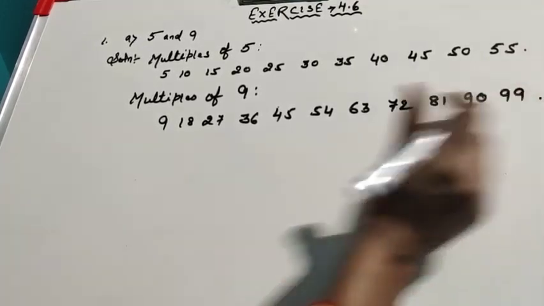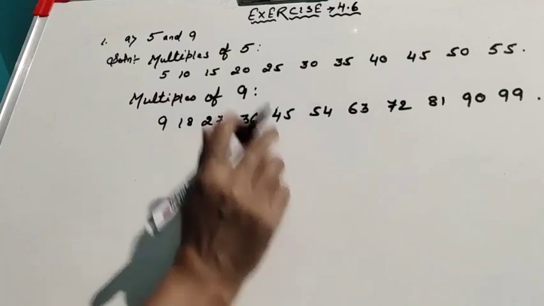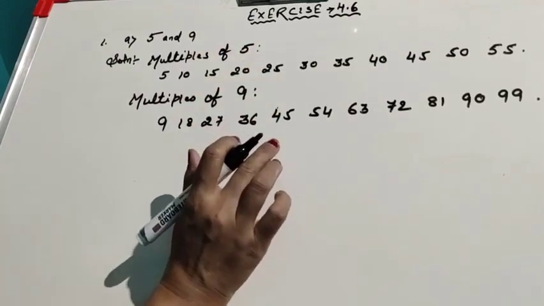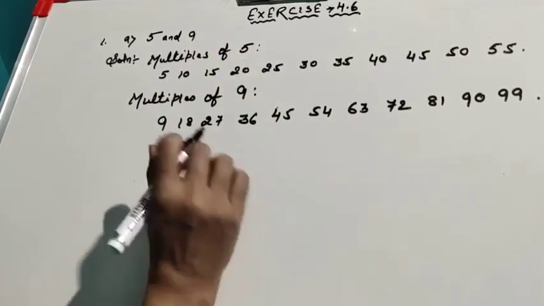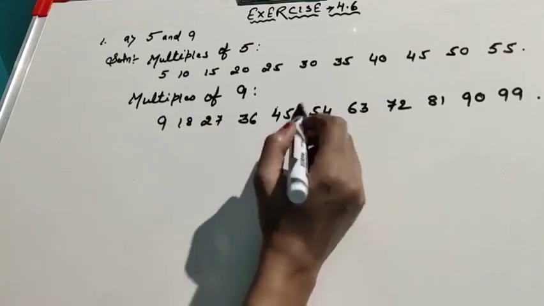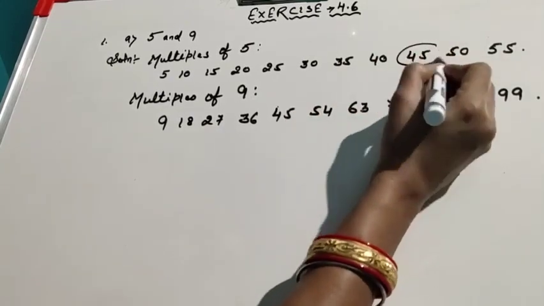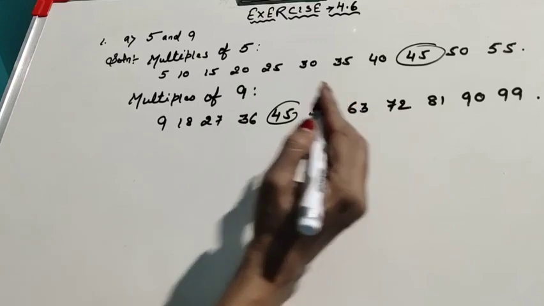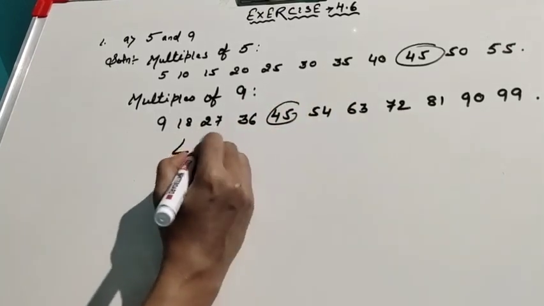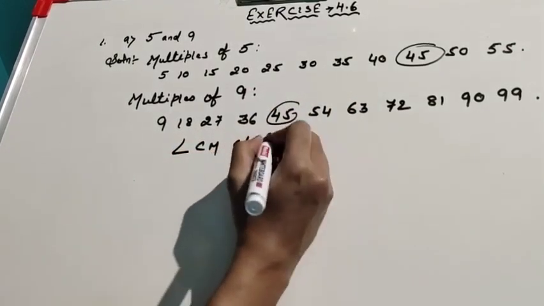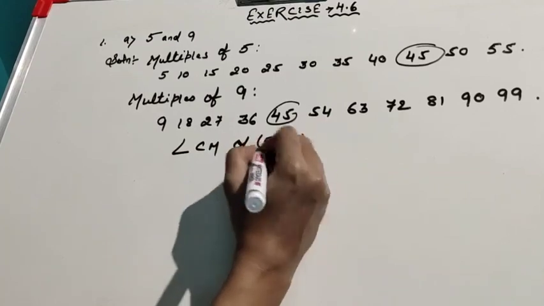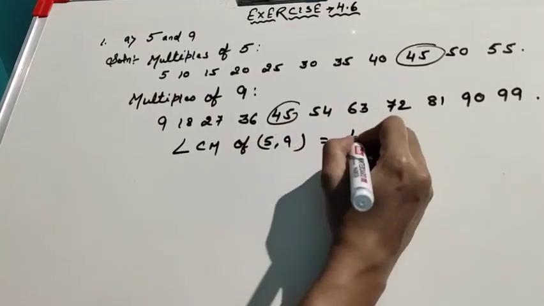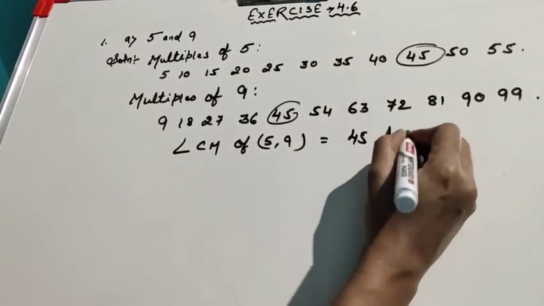Now in these tables we will find the common multiple. Here 45 is given, and here is 45. So you have to write the LCM of 5 and 9 is equal to 45, which is your correct answer. Understood?